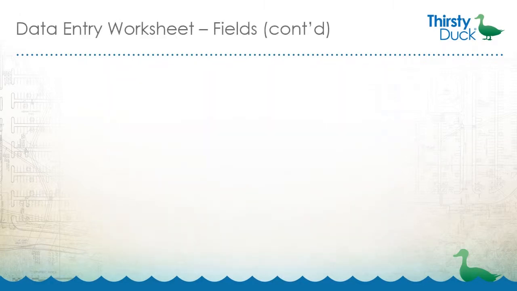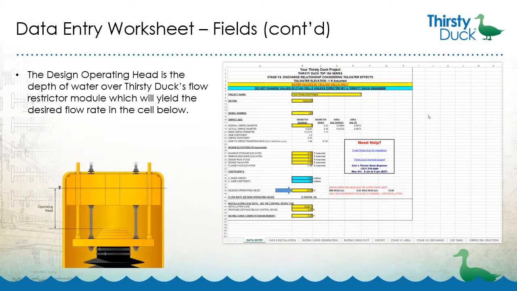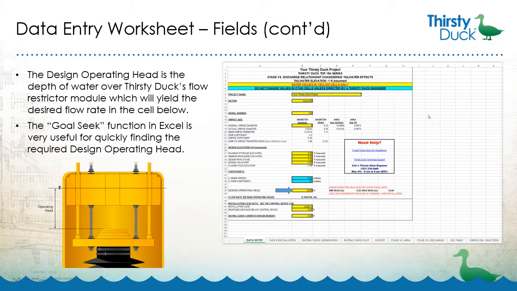The design operating head is the depth of water over Thirsty Duck's flow restrictor module, which will yield the desired flow rate. The user will typically vary this input value until the value of the desired flow rate, shown in the cell immediately below, has been achieved. The goal seek function in Excel is very useful for quickly finding the required design operating head.